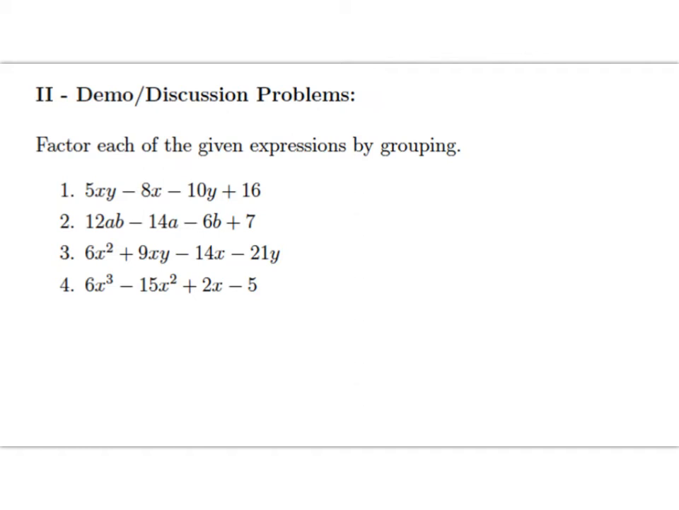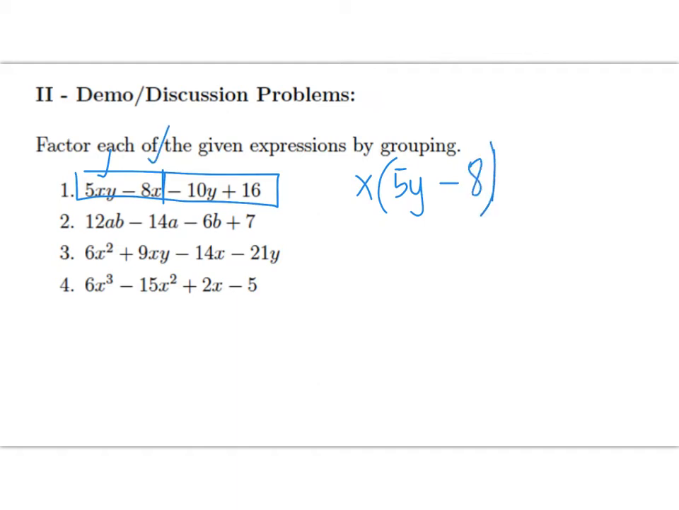On this first example, what we're going to do is set this up in terms of 2 groups. We'll ask ourselves, what is the greatest common factor of 5xy and negative 8x? They're both multiples of x. And so x times 5y makes our first term of 5xy, and x times a negative 8 makes our negative 8x. Okay, so we found the greatest common factor of the first 2 terms.